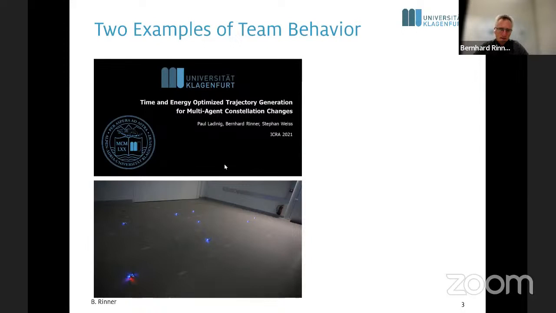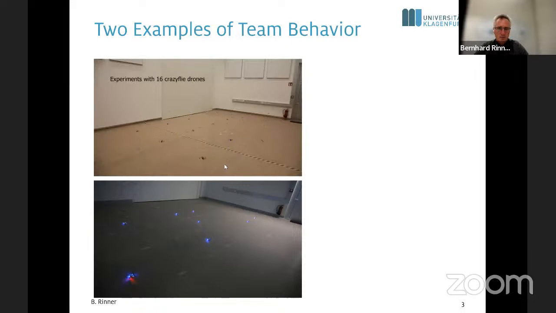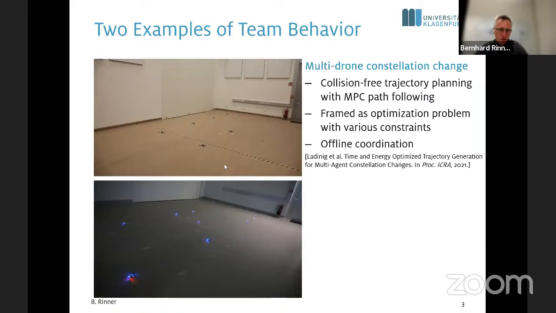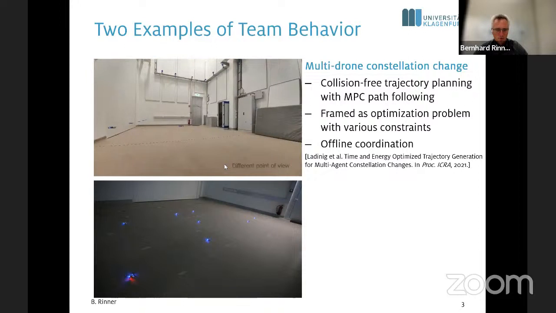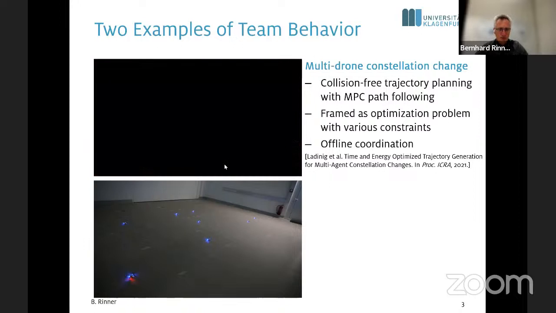I'd like to make this a little more explicit by showing you two examples of team behavior. The first example on the top is a multi-drone constellation change application. Here the main idea is that multiple agents should identify paths from a starting constellation to an end constellation. Then the drones should fly from start to end without collisions, as fast as possible or as energy efficiently as possible. This can typically be framed as offline coordination: you plan up front, and then in a static environment you can let the drones fly.